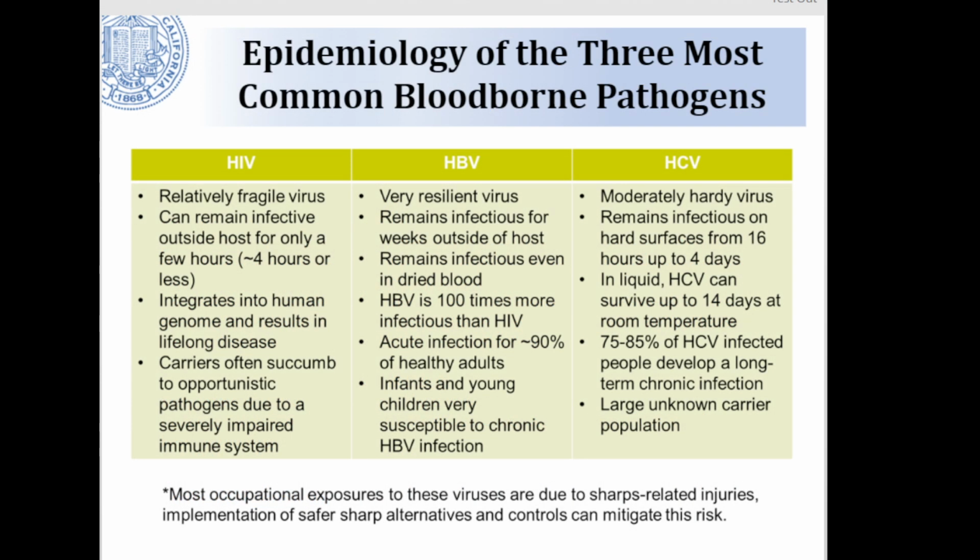Here's the epidemiology of the three most common bloodborne pathogens. HIV is a relatively fragile virus that can only exist outside of the host for 4 hours or less. However, it is a lifelong disease. HBV is a resilient virus that can live up to 14 days outside of the host and remains infectious even in dried blood. HCV affects a large patient population of unknown status, and samples may unknowingly be affected.